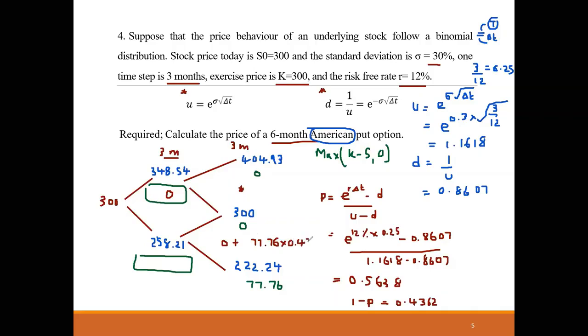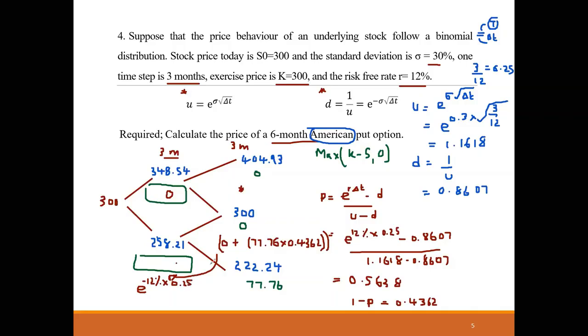The probability of going down is only 0.4362. So if you take that, this will give you the expected value. So get the present value of this to this point, where you can multiply that value by e to the power minus 12%. The risk-free rate of return is 12%. So take minus 12% into 0.25, which is 3 months.